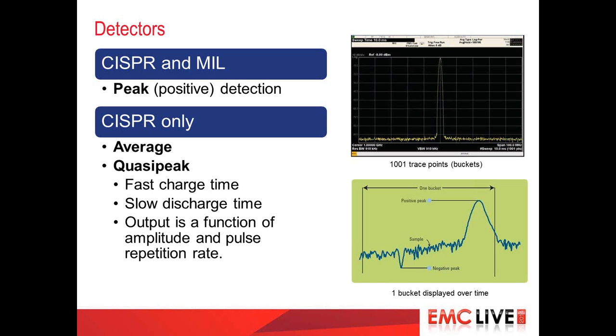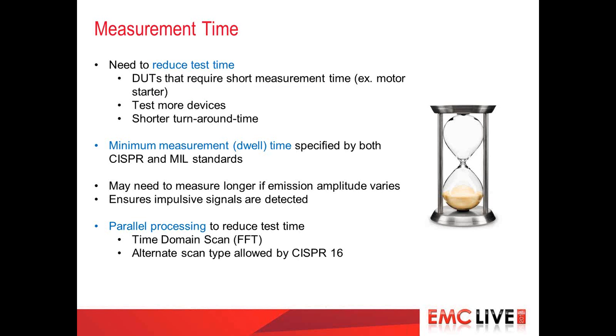These are called minimum measurement times or dwell times, and they're specified for both commercial, so CISPR, as well as mil standards. The reason they do this is that they want to ensure that you're accurately measuring your signal. It could be an impulsive signal. Your signal could be varying in amplitude over time, and so you need to ensure that you've measured that signal for long enough to capture the peak of that signal.